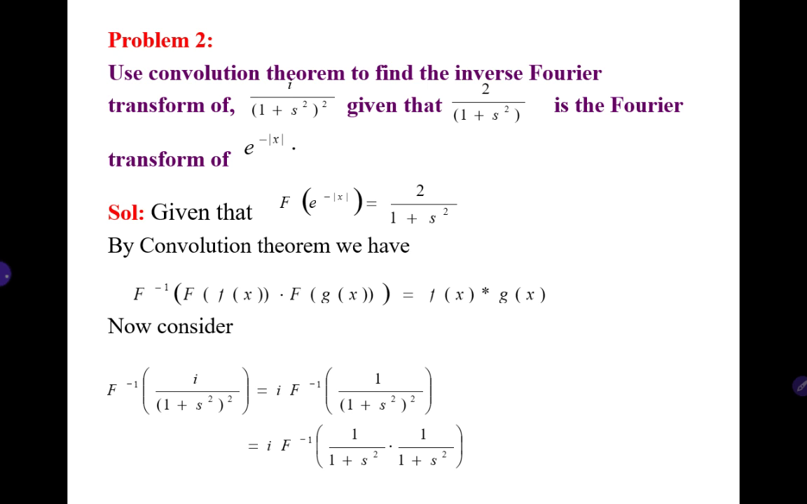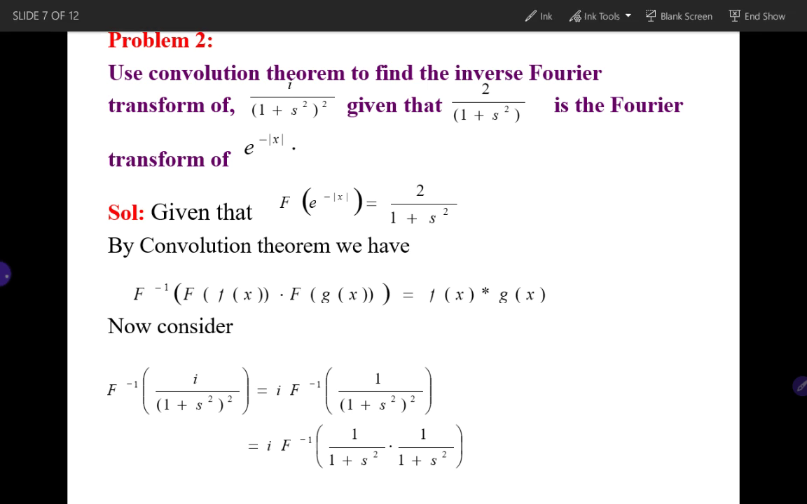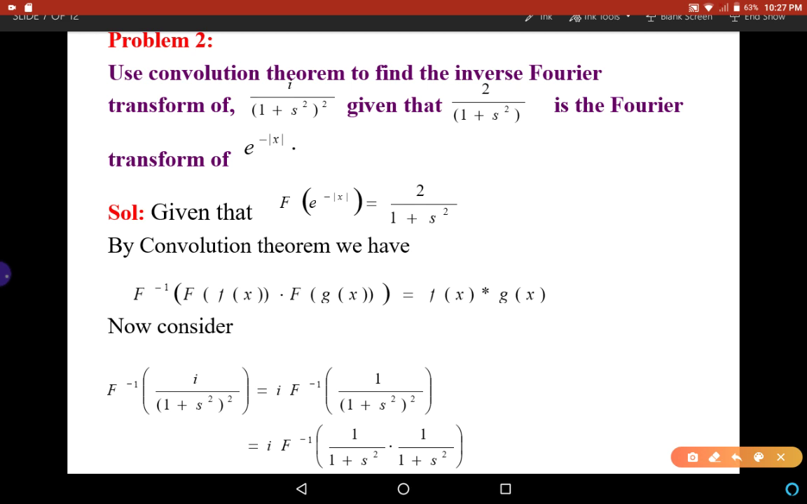Use the convolution theorem to find the inverse Fourier transform of i by 1 plus s square whole square. We are given that 2 by 1 plus s square is the Fourier transform of e power minus mod x. Of course, we can derive that the Fourier transform of e power minus mod x is 2 by 1 plus s square. We have already seen that in previous lectures. So, we are given that the Fourier transform of e power minus mod x is 2 by 1 plus s square. This is given to us.